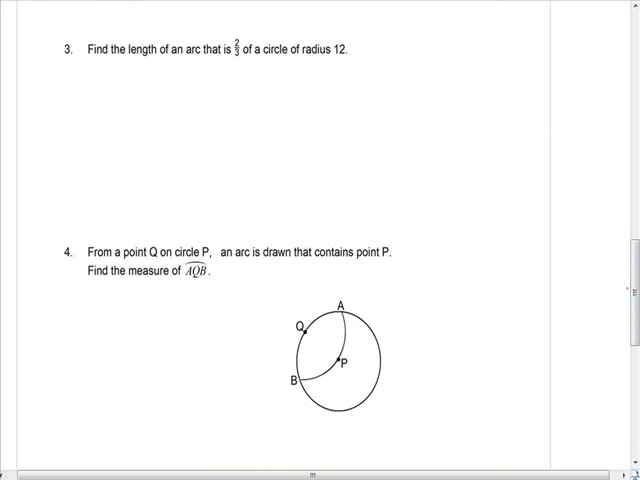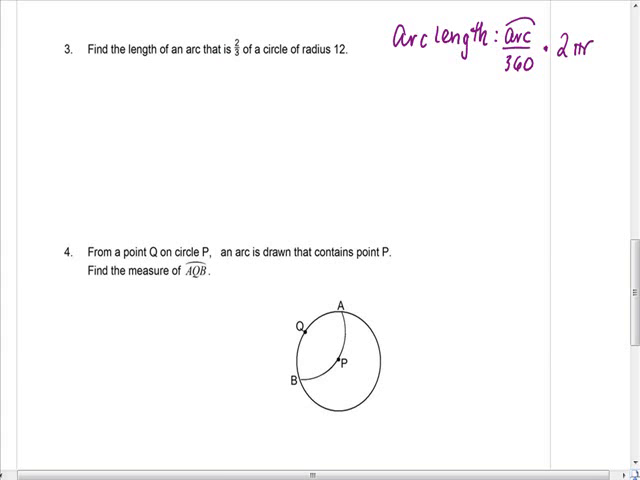Find the length of an arc that's 2/3 of a circle, and the circle has a radius of 12. So we've done arc length before. This is not new. I'll just write down the formula. Arc length is normally the measure of the arc out of 360, the portion of the circle, times 2 pi r, or pi times diameter. If you have trouble memorizing the formulas, I'd write them down.